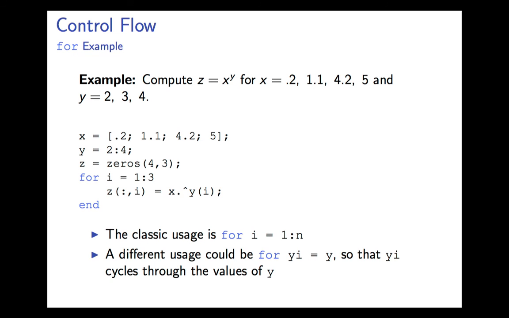The classic usage is like you see here, for i equals 1 to n. We could also have done a different usage where we go for yi equals y, so that yi actually cycles through the values of y.